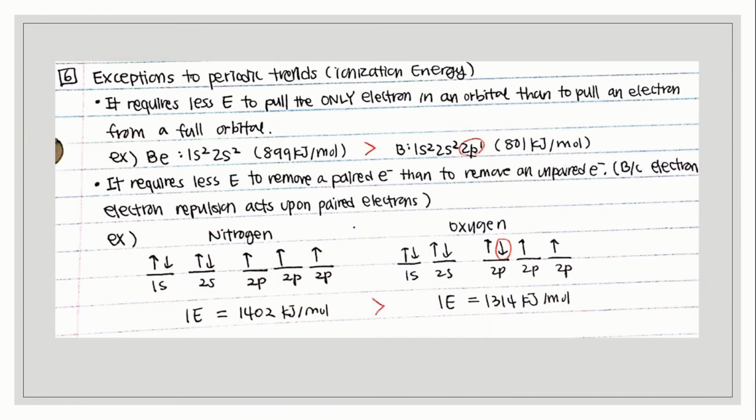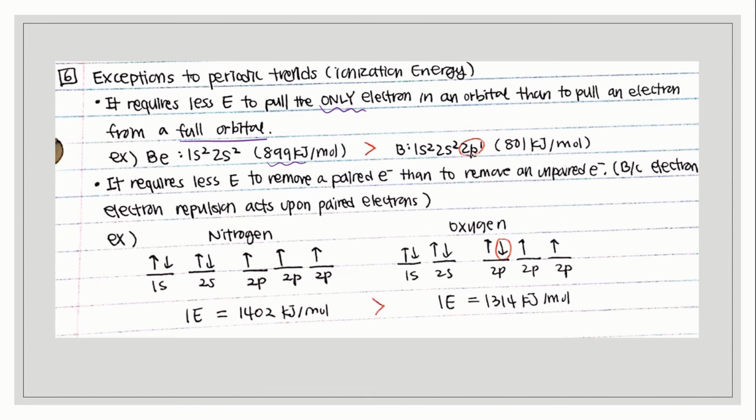Next are the exceptions to periodic trends in ionization energy. It requires less energy to pull the only electron in an orbital than to pull an electron from a full orbital. So you have an example here. Beryllium has the electron configuration of 1s2 2s2, and its ionization energy is larger than the ionization energy for boron, which has an electron configuration of 1s2, 2s2, and 2p1. And as we just learned, as you go across the table, ionization energy will increase. But in this case, it decreased.